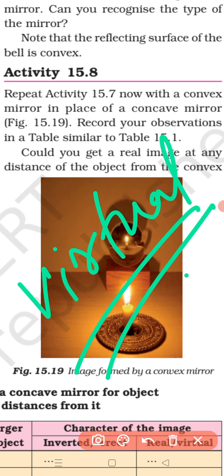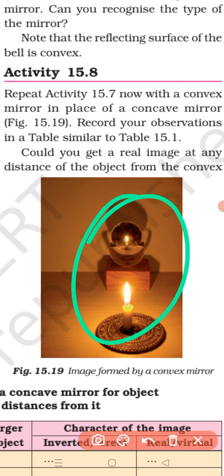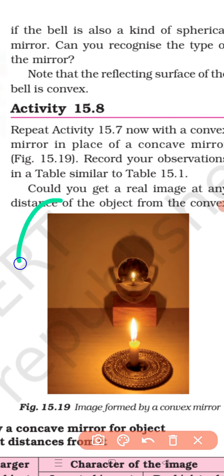Virtual image. The image cannot be obtained on the screen, as you can see over here. The image is not obtained on the screen. It is obtained only in the mirror. It always forms a virtual image. Also, the image is erect. Every time you will get an erect image.